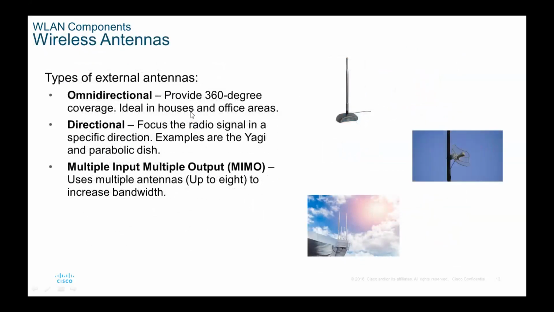Then there are different types of antennas that are used in all these devices. One is the omnidirectional, which provides 360-degree coverage, suitable to be used in houses and offices. And directional antennas focus on a specific direction. And then the other type of antenna is MIMO, having multiple antennas which can be used for input and output. So the bandwidth supported by MIMO is high compared to the other types of antennas.